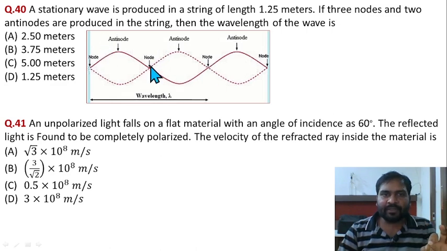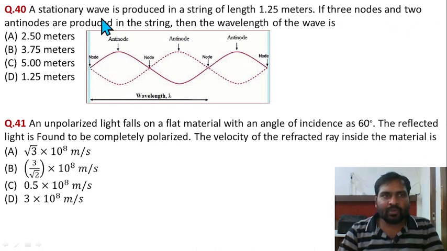This point is called a node and this is an antinode. At the node point, amplitude is going to be 0. At the antinode, amplitude of the wave is highest. Distance between two successive nodes is equal to lambda by 2. Distance between a node and an adjacent antinode is lambda by 4.